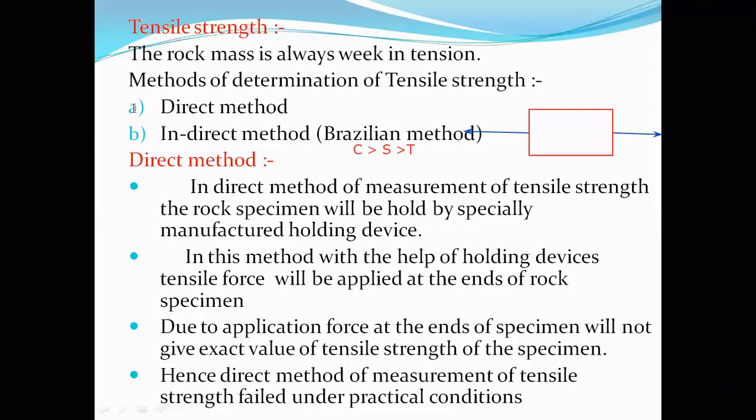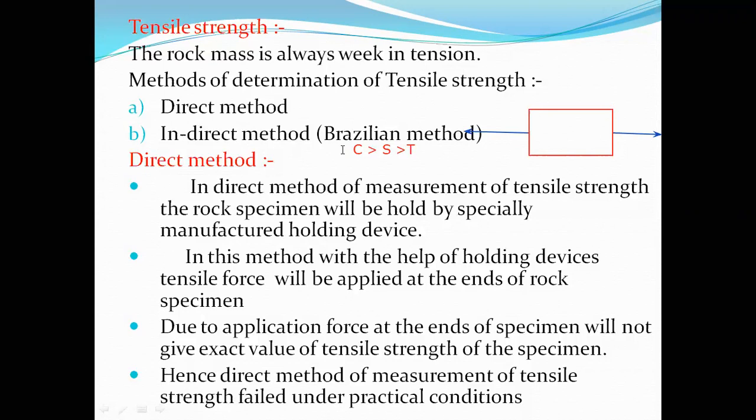Next, what are the different methods of determination of tensile strength of the specimen? There are two different methods. One is called the direct method. The second one is called the indirect method or Brazilian method. So what is the direct method? Let us see.